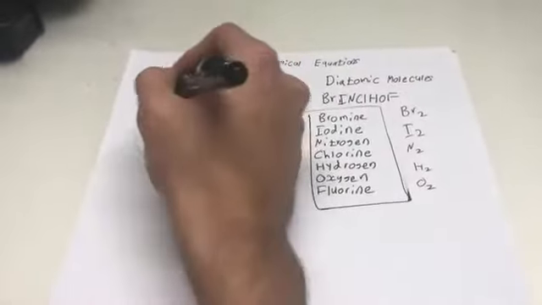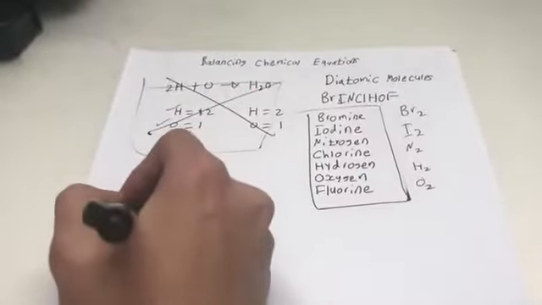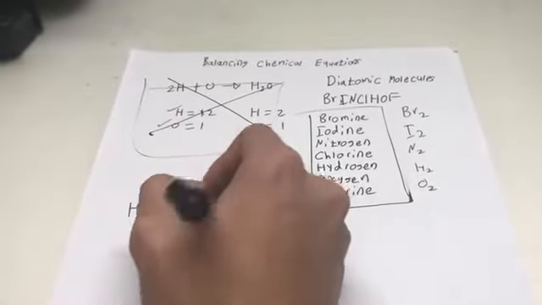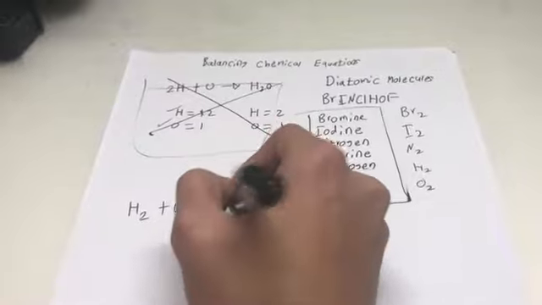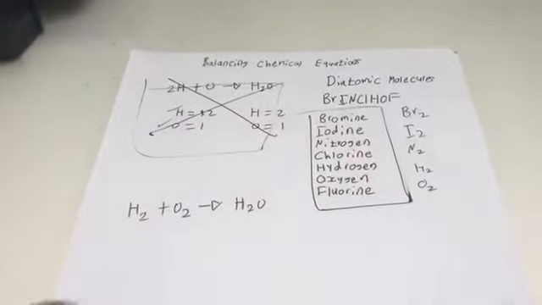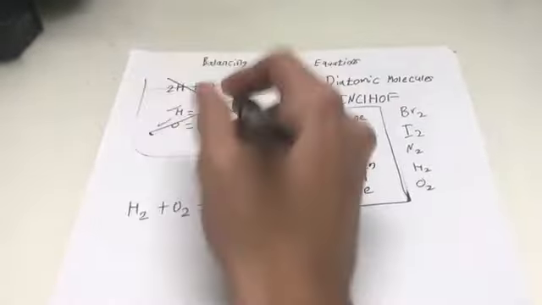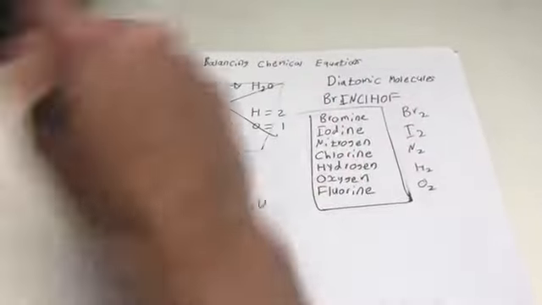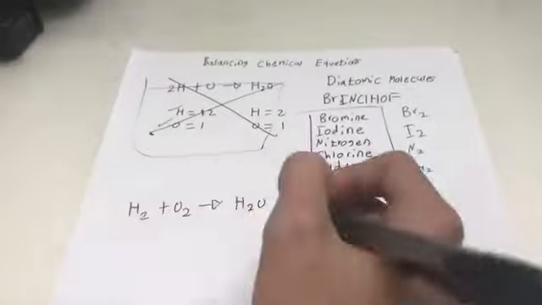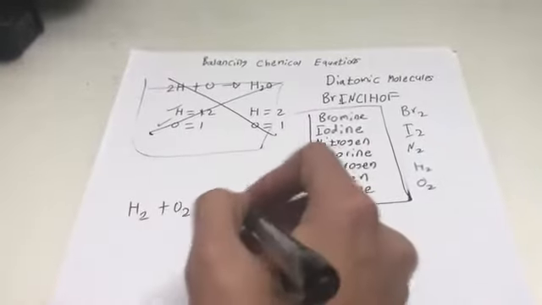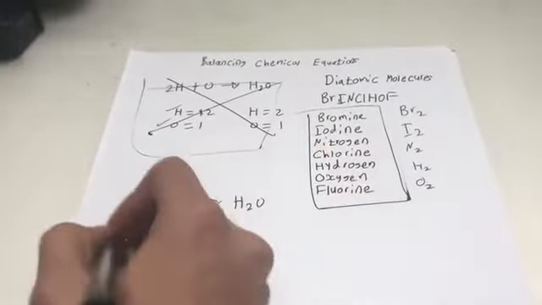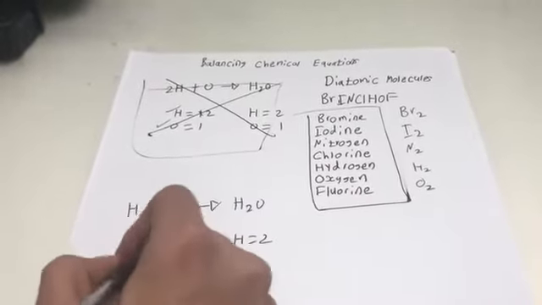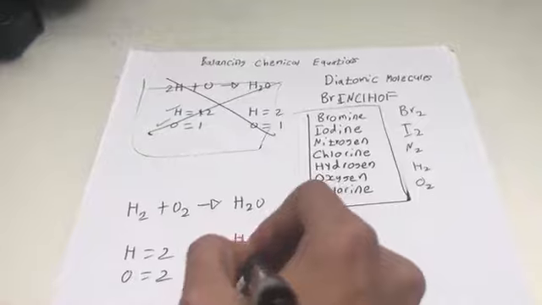So instead of having 2H plus O, this is what we would have: H2 plus O2 yields H2O. This is not balanced yet. This is what most people think is balancing equations. This is wrong. This is incorrect. This is how you would balance an equation. So H2 plus O2 yields H2O. Now we need to balance. H equals 2, H equals 2. O equals 2, O equals 1.